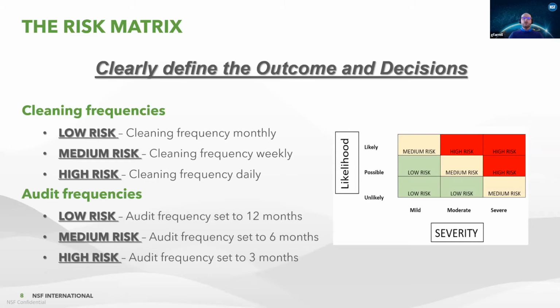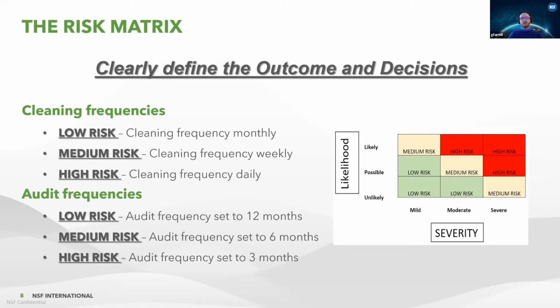We've gone through all of that. Now we need to identify all of those little squares. What does low risk mean? What does medium risk mean? What does high risk mean? The two examples that I chose were cleaning frequency and audit frequencies. These are two fairly easy ones to walk through as an example. Again, it's different for every facility, but based on the scope that we choose, this is what we do. We need to clearly define an outcome.